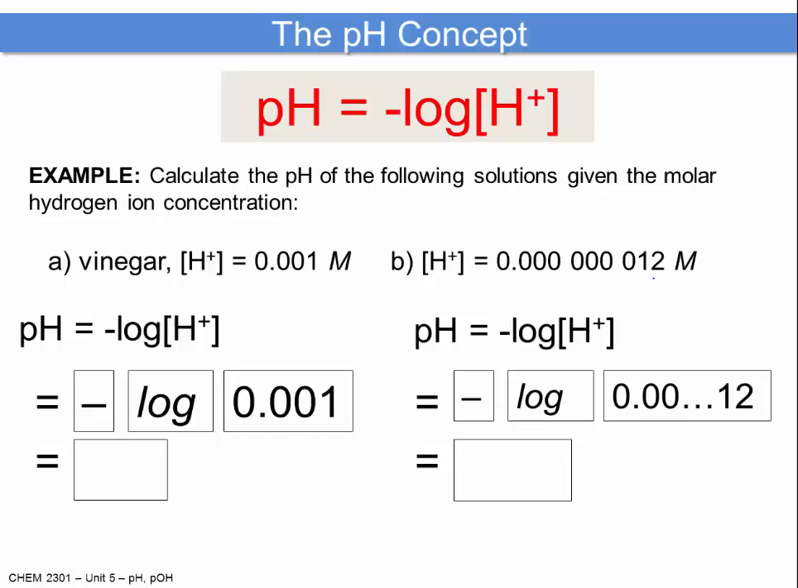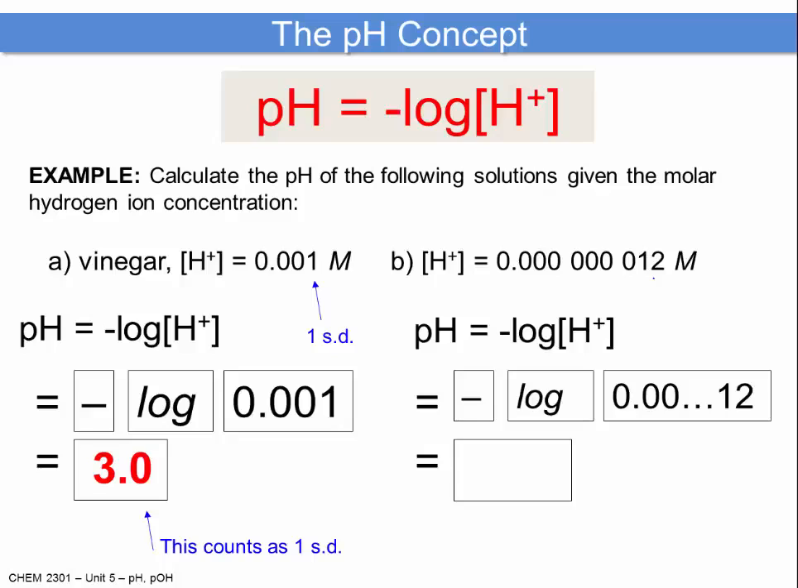So let's look at some example calculations. Calculate the pH of the following solutions given the molar hydrogen ion concentration. Let's look at vinegar first. Vinegar has a hydrogen ion concentration of 0.001 molar. So to calculate the pH, we take the negative log of the hydrogen ion concentration. You can plug it into your calculator as shown here, negative log of 0.001. There's only one significant digit in our question. So the answer we should record is 3.0. You might say, hey, but that's two significant digits. But again, this counts as one significant digit because we're only counting in pH the value after the decimal place. And so the 0 here is the only significant digit that we're recording.